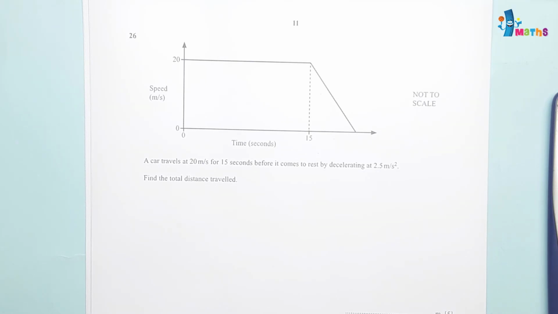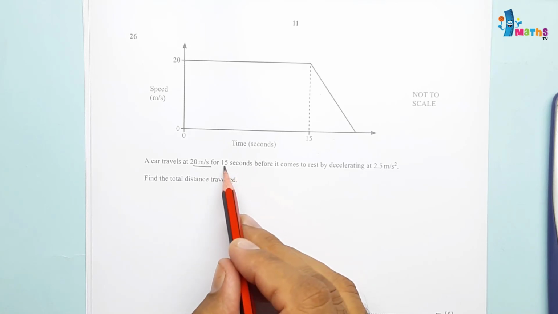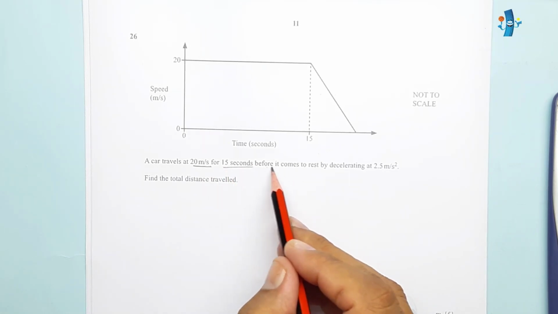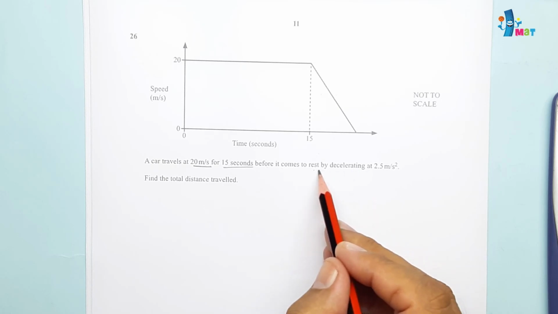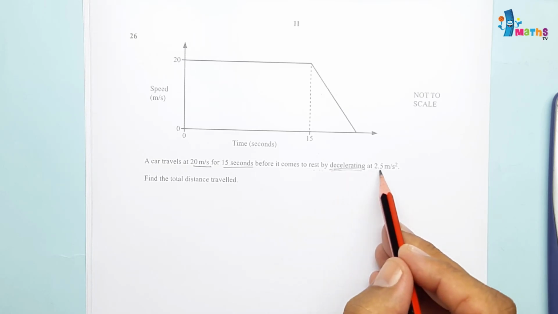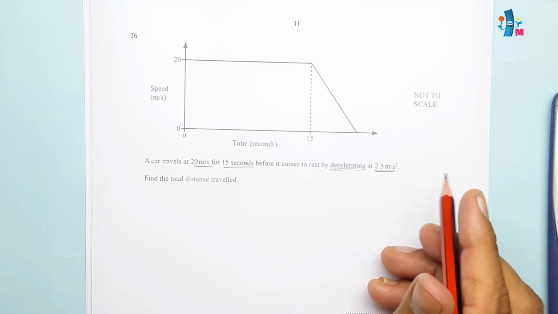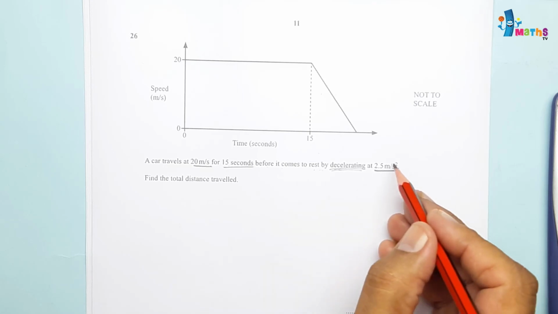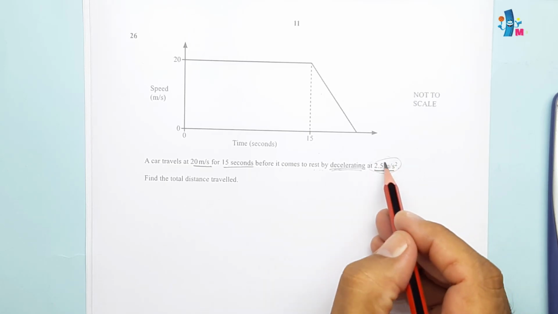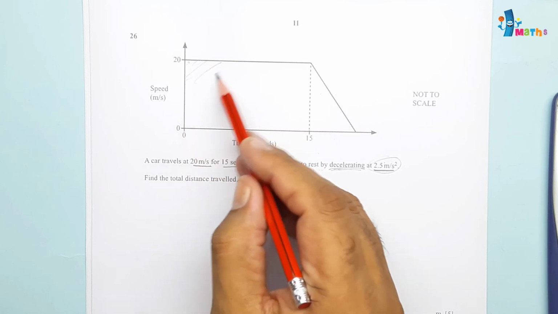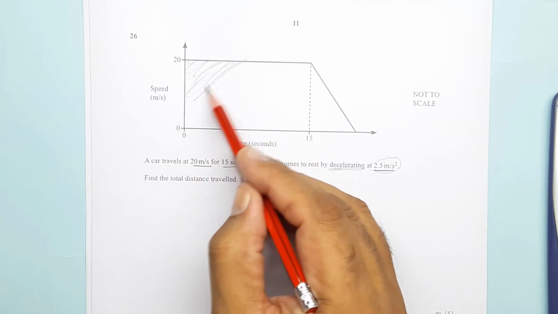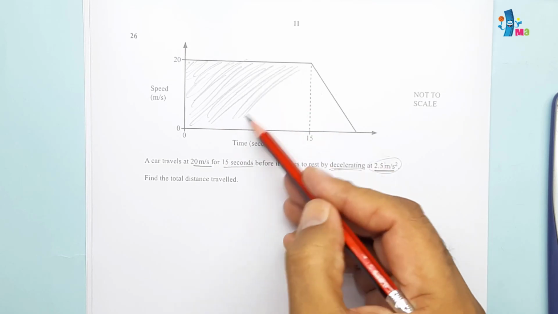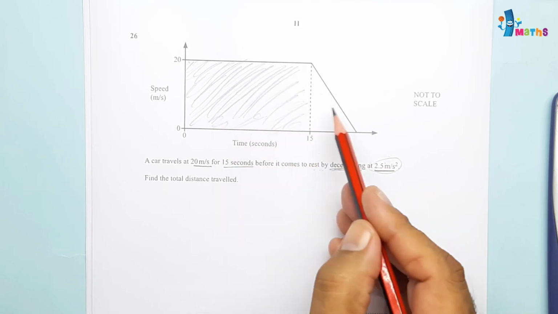Next is question number 26. Speed time graph. A car travels at this speed for 15 seconds before it comes to rest by decelerating at 2.5 meters per second squared. Find the total distance. So what we will do, first of all, we'll check the deceleration for area. For distance, we will be using the area of this rectangle plus the area of this triangle.